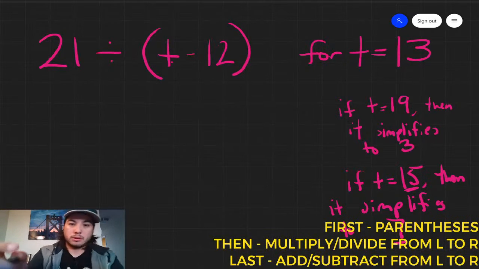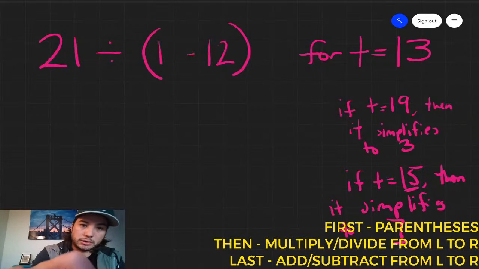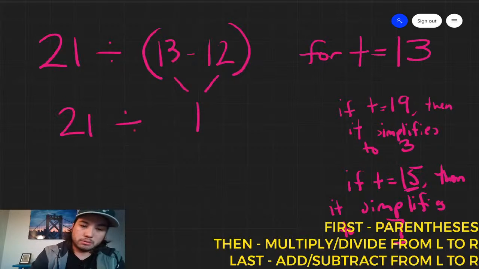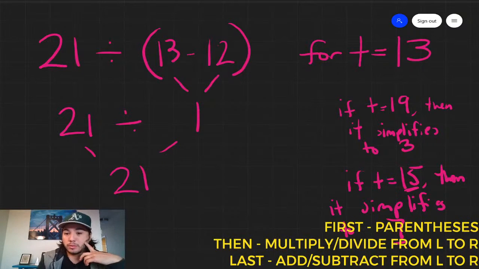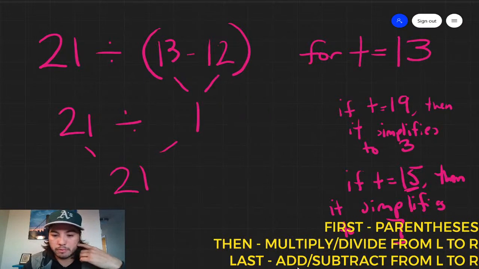Okay, in this case, 13 minus 12 is 1, and 21 divided by 1, anything divided by 1 is itself. So it simplifies to 21. So yeah, it is true so far. We might be proven wrong. We only have 3 examples, so we can't be completely sure. But our current working theory is the smaller the variable, the larger our simplified value is.